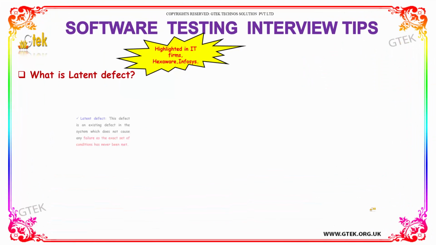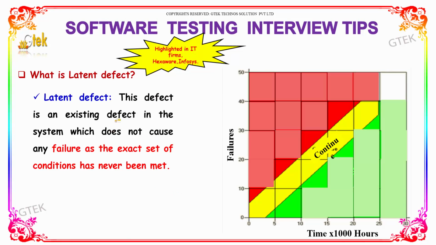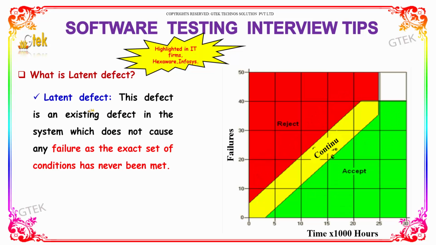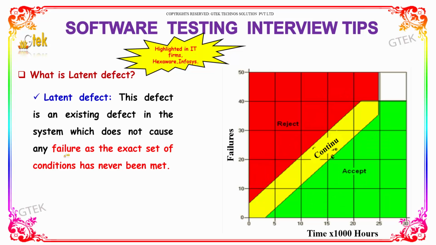Moving on to our next question. What is a latent defect? A latent defect is a defect that exists in the system, and it does not cause any failure as the exact set of conditions has never been met. So this defect exists in your system, but it does not cause any failure because the conditions have never been met.